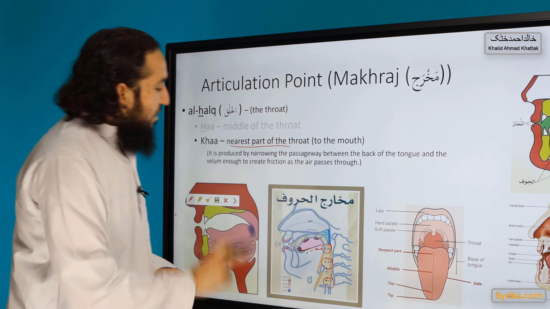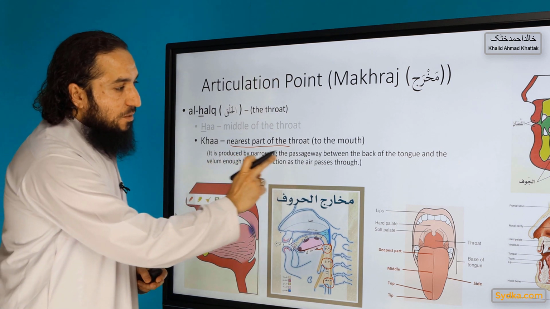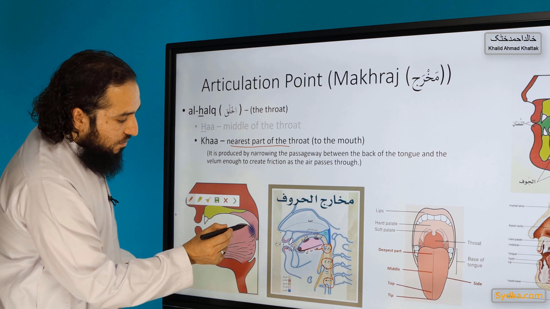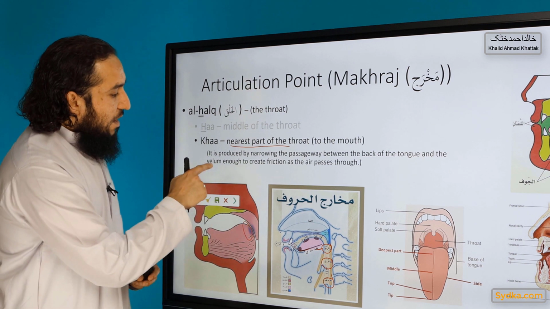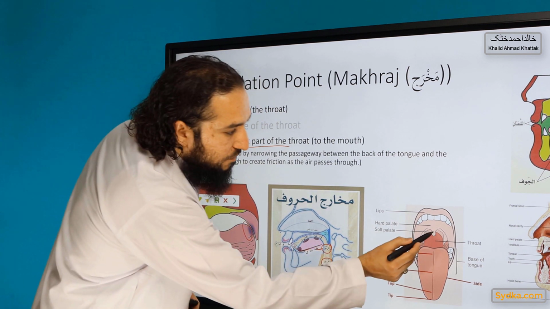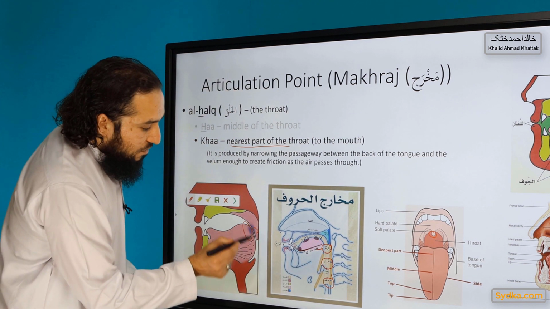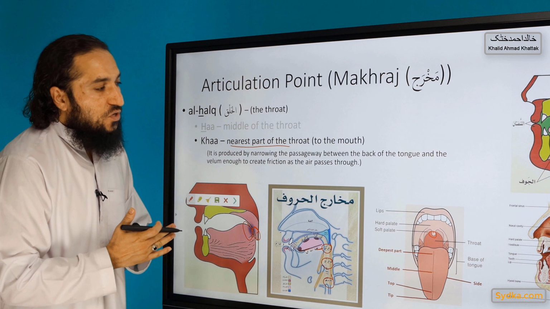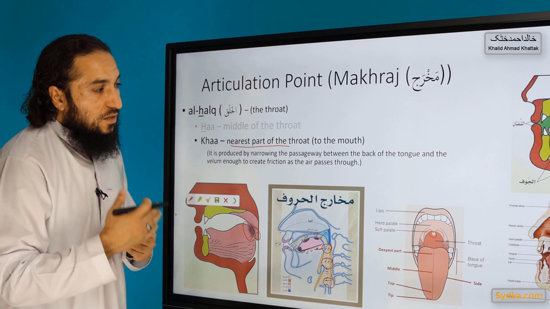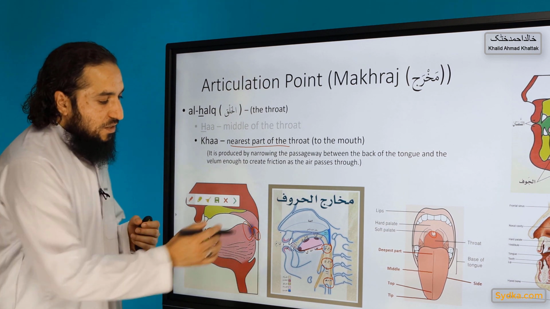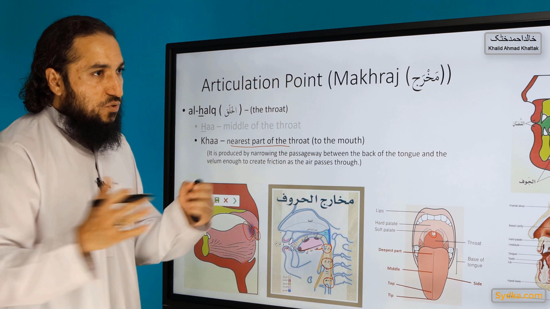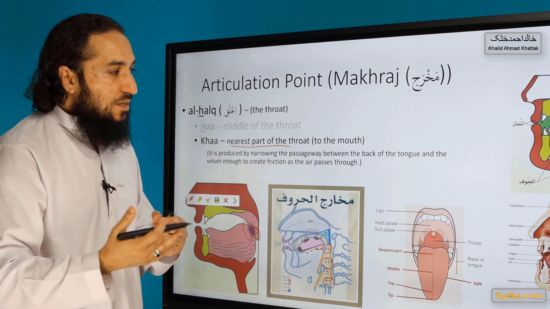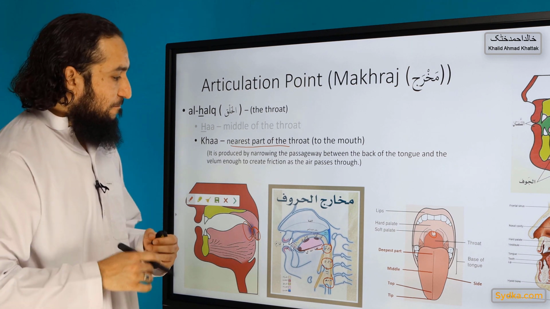And how it is pronounced is, it is produced by narrowing the passageway between the back of the tongue, okay, that's the back of the tongue, and the velum. This is called the velum. You can see this one. The velum, to create friction as the air passes through. So they come near to each other, and when the air passes through, it creates the sound.